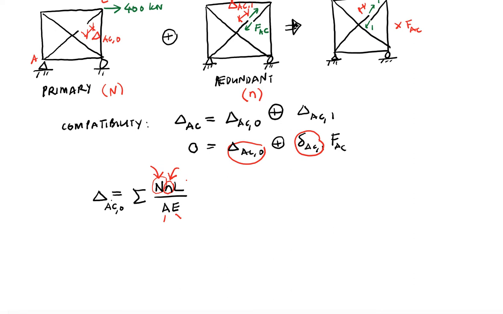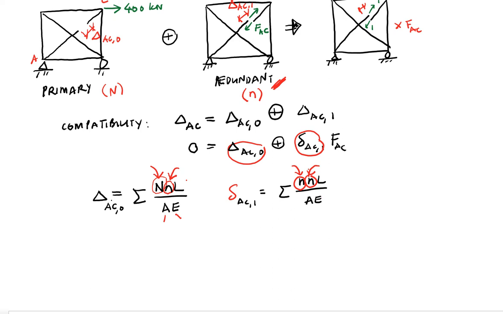Similarly, you can also calculate small delta AC1. It will become N and L divided by AE. Okay, the internal force due to its own system, which is your redundant. The second n is the virtual, which is coincidentally also its own system. So that's why it becomes small n squared L divided by AE.